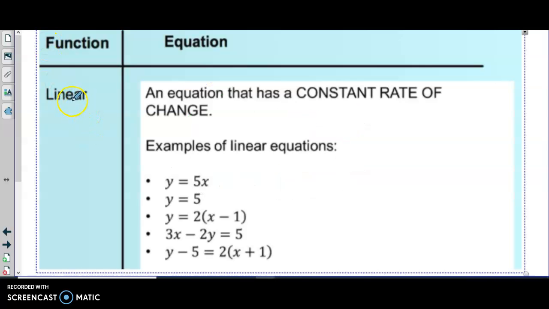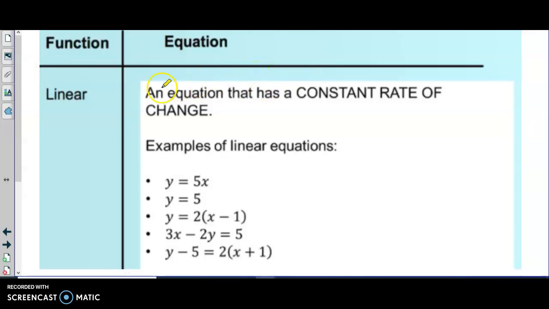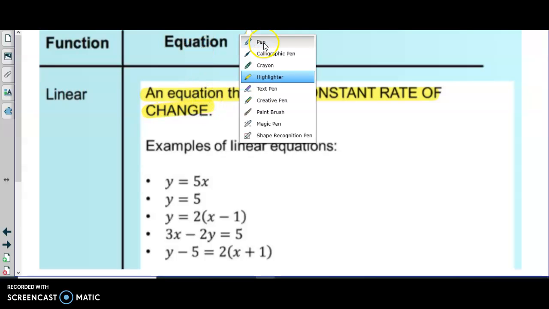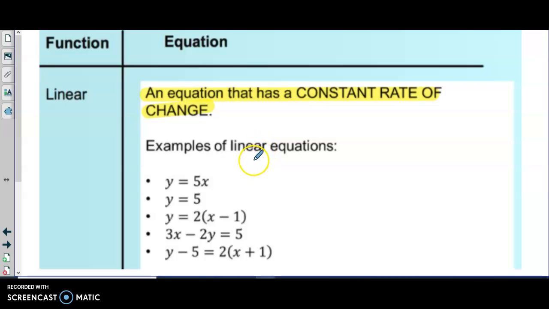All right, so if it's a linear function, this is the important thing to remember. That means the equation has a constant rate of change. So if you can find the slope and it has a constant rate of change, it is linear. So here's some examples of linear functions: y equals 5x, y equals 5, y equals 2 times x minus 1, y equals 3x minus 2. All these are linear functions. All of these have a constant rate of change. And a great way to check is to put it into Desmos. Just type the equation into your Desmos calculator and see if it's a straight line or not.